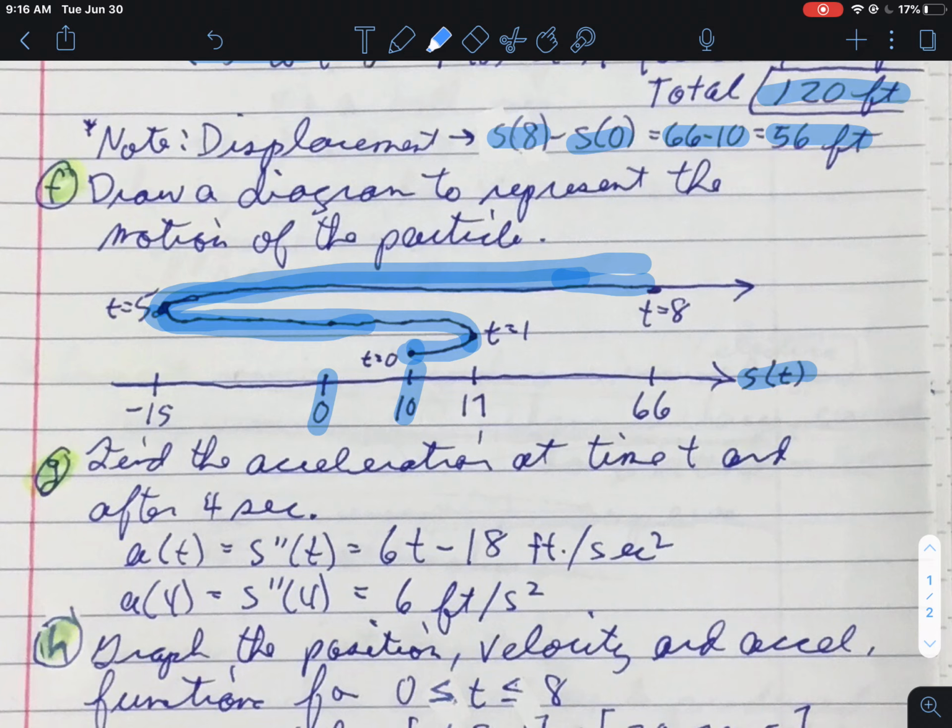Now again, there's units on that. It's feet per second squared. Remember, we said acceleration is change in velocity over time, so feet per second per second, or feet per second squared. And then we're just evaluating, plugging in 4 in this case. So it is the acceleration after 4 seconds. So I've got a of 4, or s double prime of 4, which would give you 6 feet per second squared. Right. So I have positive acceleration in this case.